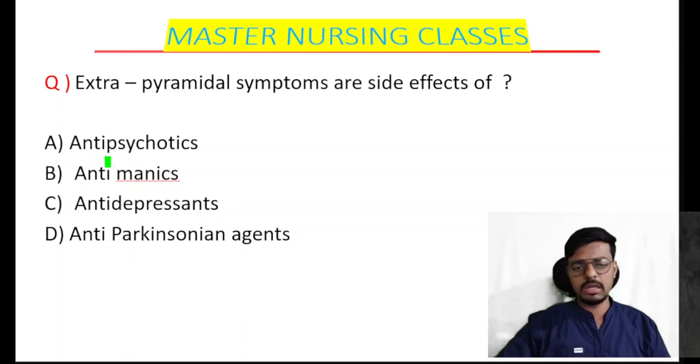Option A here is the antipsychotics, option B is the anti-manics, option C is the antidepressants, and option D is the anti-Parkinsonism agents. So which drug causes the extrapyramidal symptoms?